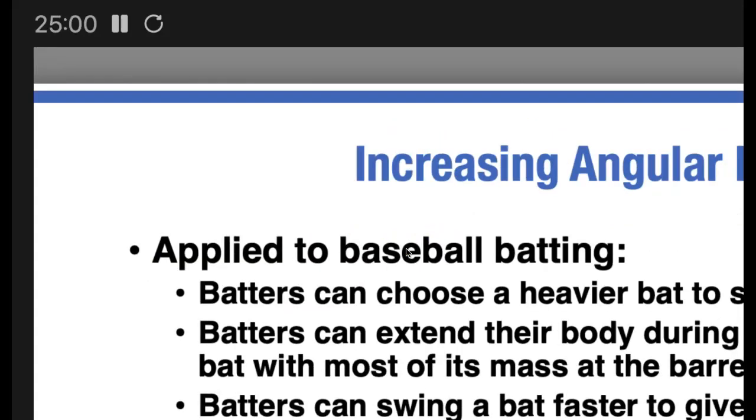So thinking about increasing that momentum, I think I have a baseball bat in here. Yes, actually a very small bat. So batters can, if they want to, choose to have a heavier bat. If you add mass to your swing, you can probably hit it farther. Does that seem to make sense?